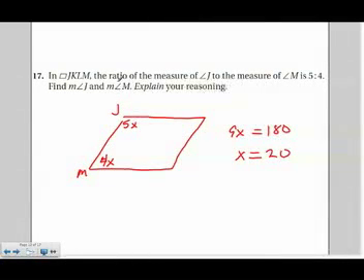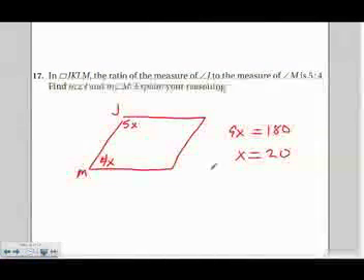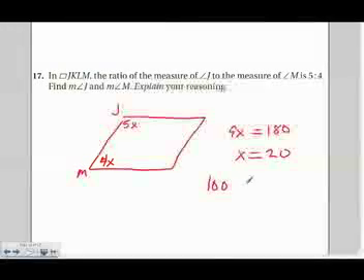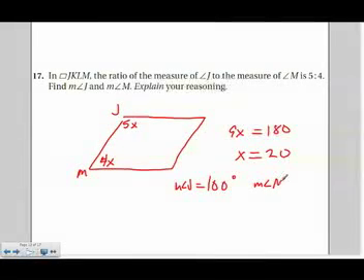It says find the measure of each one. Well, if x is 20, then just plug it in. That means we have 100 for measure of angle J, and we have measure of angle M is equal to 4 times 20, which is 80.